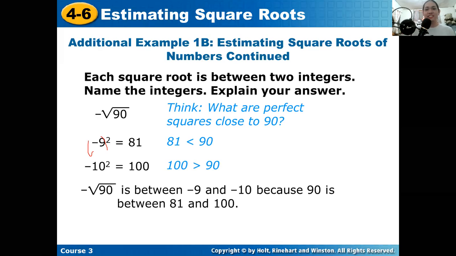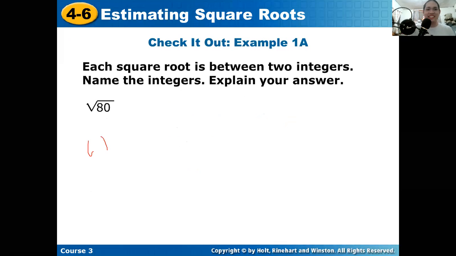Okay, correct? So because 90 is between 81 and 100, again, negative square root of 90 is between -9 and -10. Why? Because 90 is between 81 and 100. Yes. So now, for a while, I'm going to erase this one or clear it up.